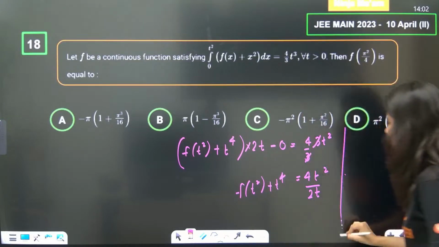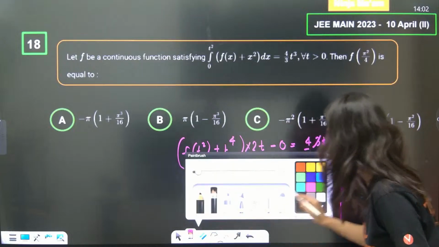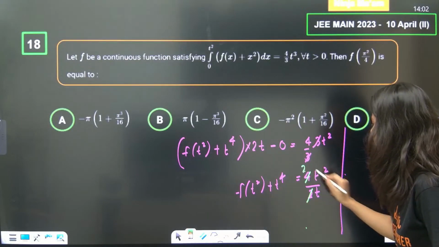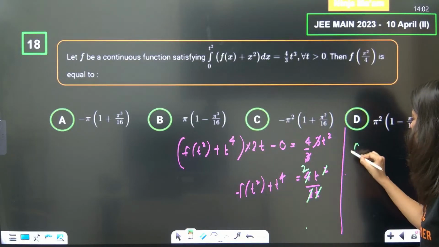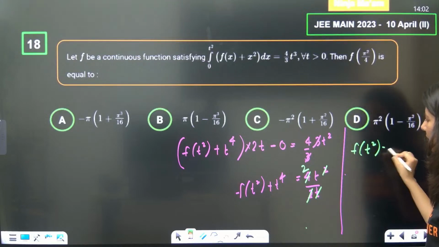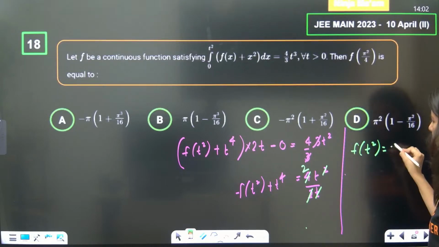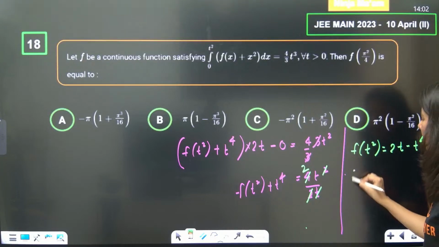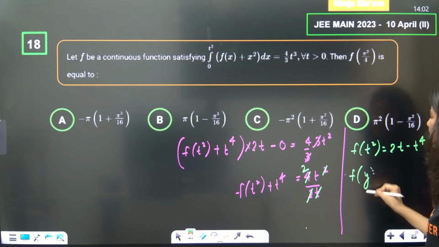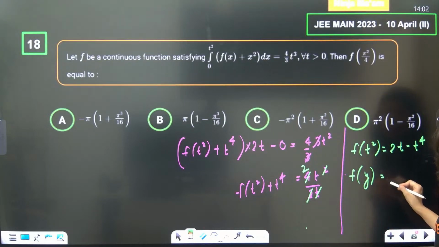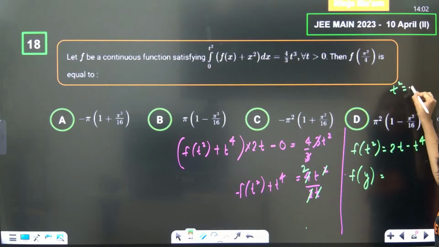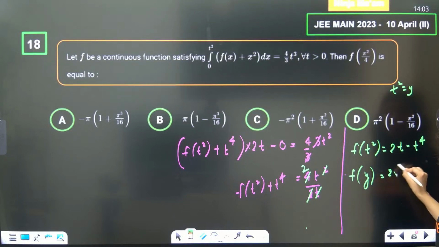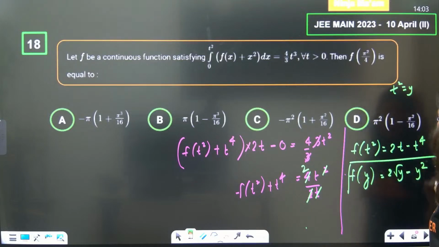Okay, so this is going to give you what? 2 cancel, t cancel, so f of t square is nothing but 2t minus t power 4. Okay, now f of y, let's put t square is equals to y. So t square is equals to y, that means this is 2 root y minus y square. This is your f of y, correct or not?